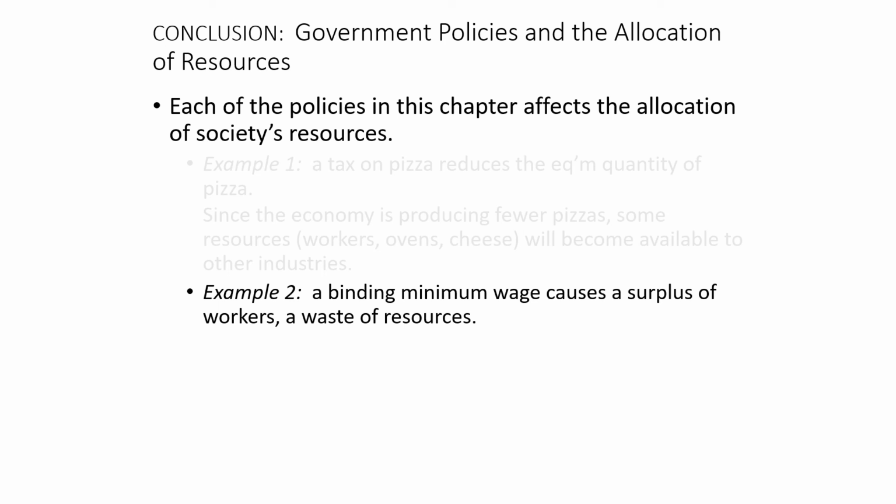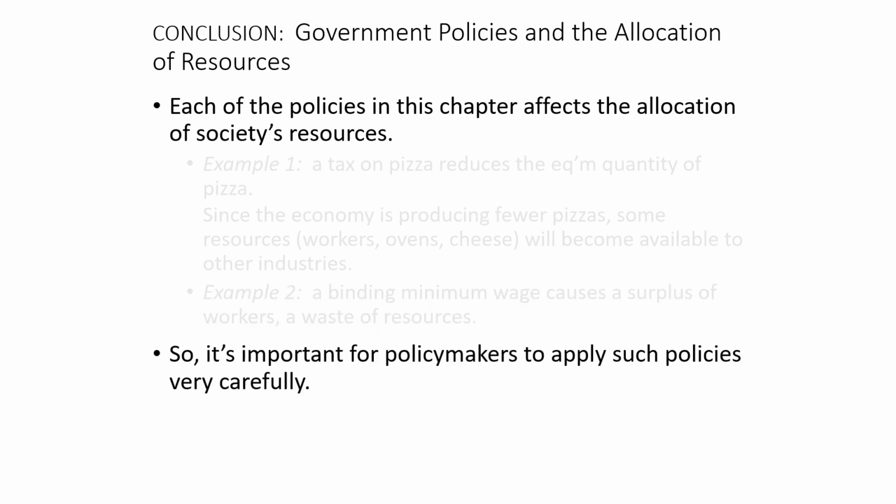Another example was a binding minimum wage. When there are laws such as minimum wage laws, it causes a surplus of workers, and again it's a wastage of resources. You have excess labor and the labor is doing nothing. They are not taking part in production. Hence the overall gross domestic product of the economy declines. So it is very important for policymakers to apply such policies very carefully.